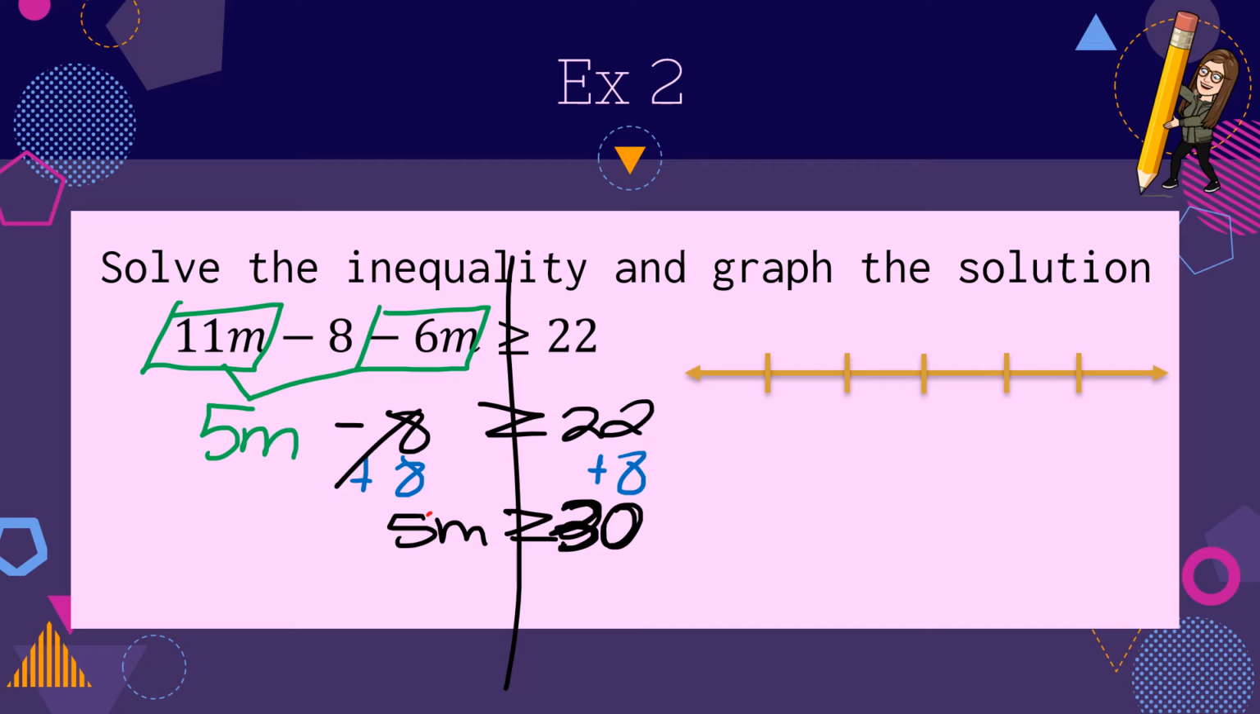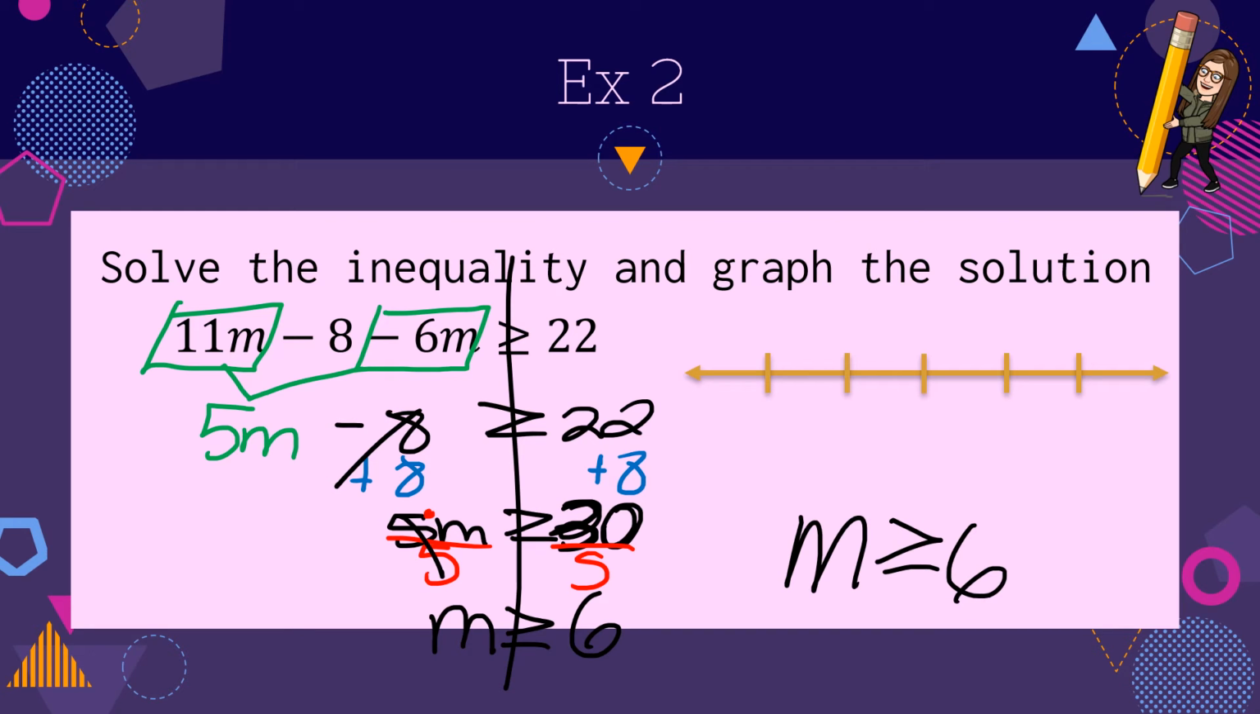And our typical last step, instead of m times 5, we're going to divide 5. The m falls down, symbol falls down, and I have a nice clean 6. The variable's first, so no flipping. On my number line at 6, I'm going to graph a solid dot, shaded in, colored in, and we're going to the right, greater than 6.